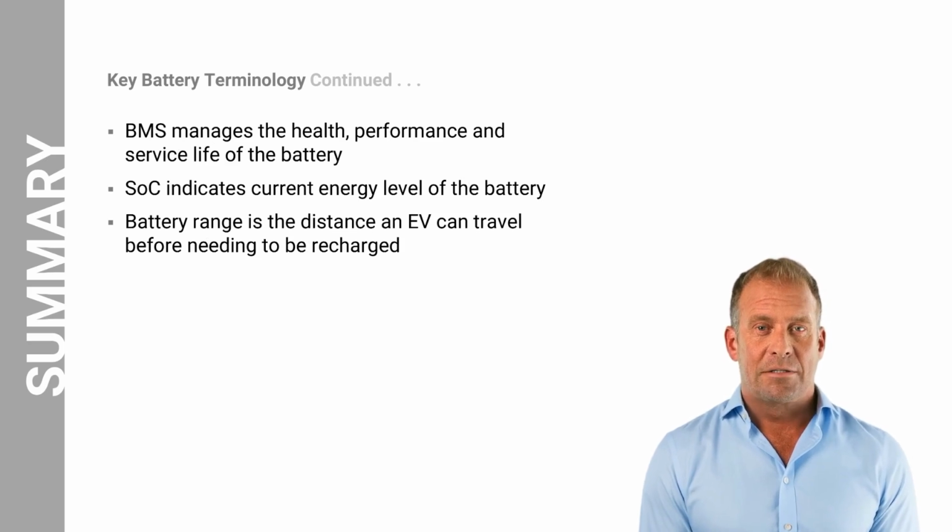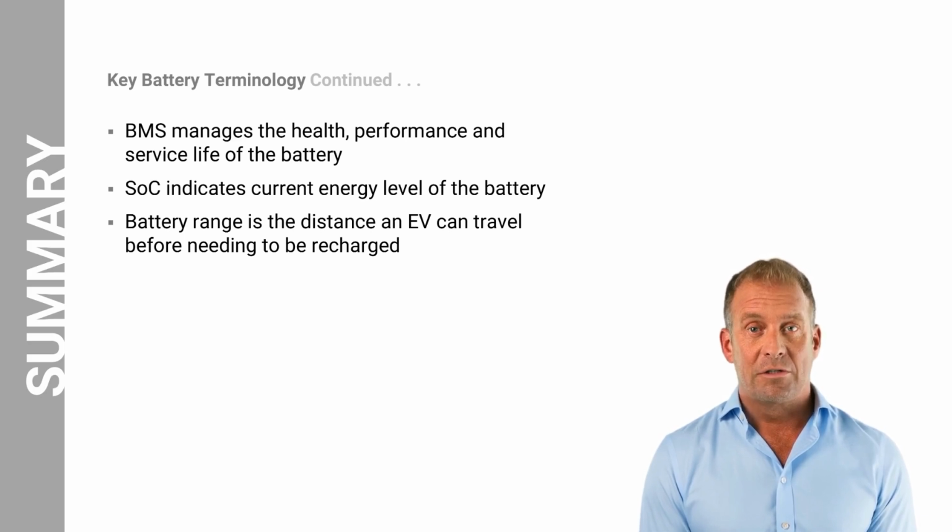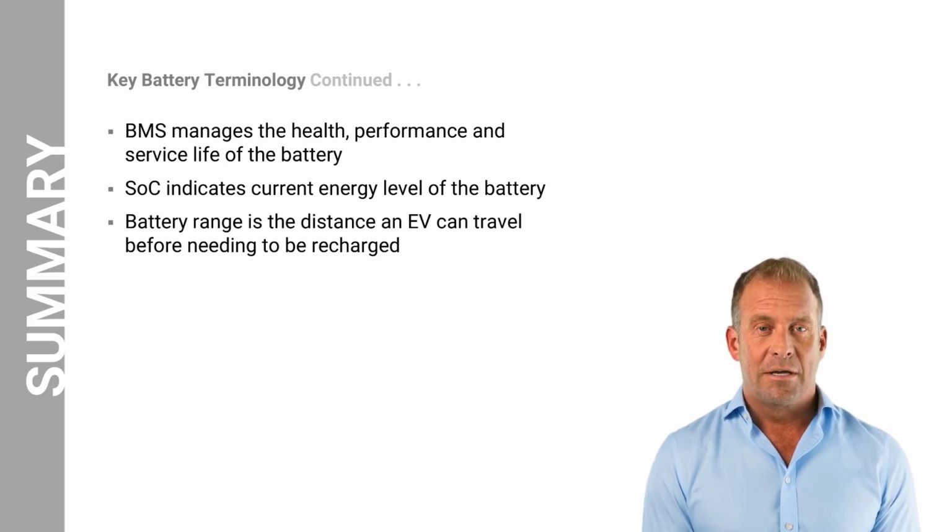The battery management system, BMS, manages the health and performance of a battery and ensures the safety of a battery pack that is composed of multiple cells. The state of charge, SOC, indicates the current energy level of the battery. The battery range represents the distance the vehicle can travel before recharging. By understanding these key terms, you will gain insights into the foundation of EV battery systems and a clear understanding of the essential terms related to EV batteries. This will enable you to comprehend the functioning and components of EV batteries more effectively.